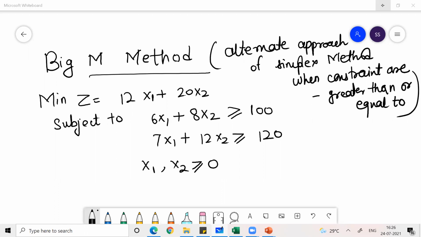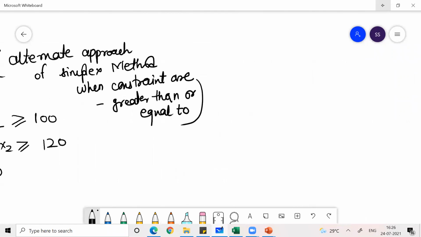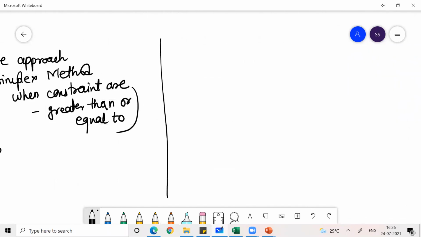Another method is the simplex method. With the simplex method, you can solve any kind of problem. This is an alternate way of solving the problem, for example where your constraint is greater than or equal to. I hope you understood.